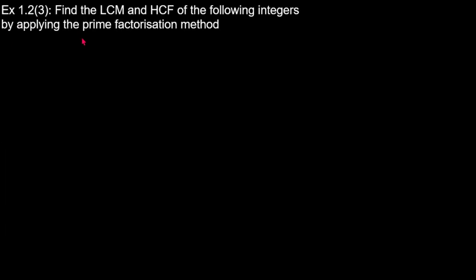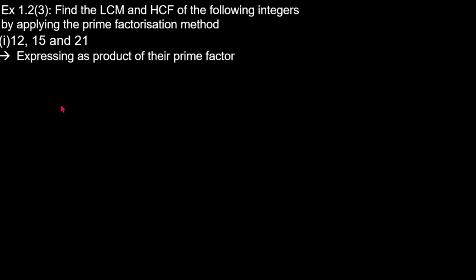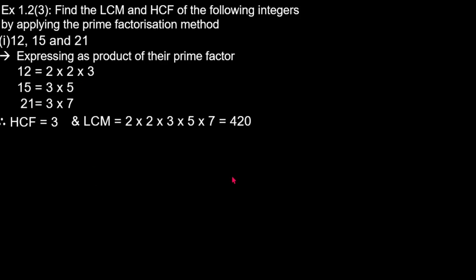Exercise 1.2, third question. Find the LCM and HCF of the following integers by applying the prime factorization method. Till now it was for two numbers, now let us see for three numbers. Let us express them in terms of prime factors. 12 can be represented as 2 into 2 into 3, 15 can be represented as 3 into 5, 21 can be represented as 3 into 7. For HCF we want what is common. So 3 is common, so HCF will be 3, and for LCM 2 into 2 into 3 into 5 into 7. So the answer will be 420.